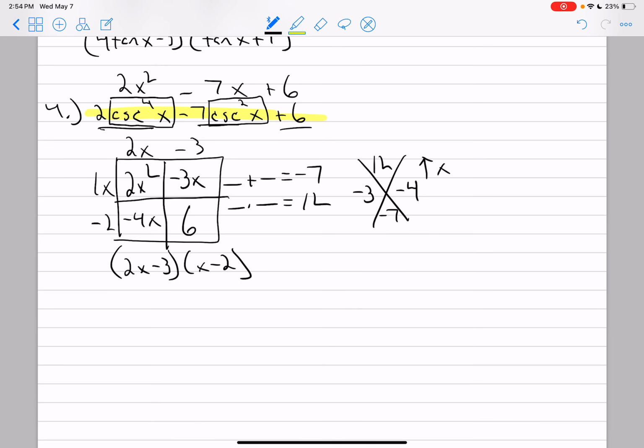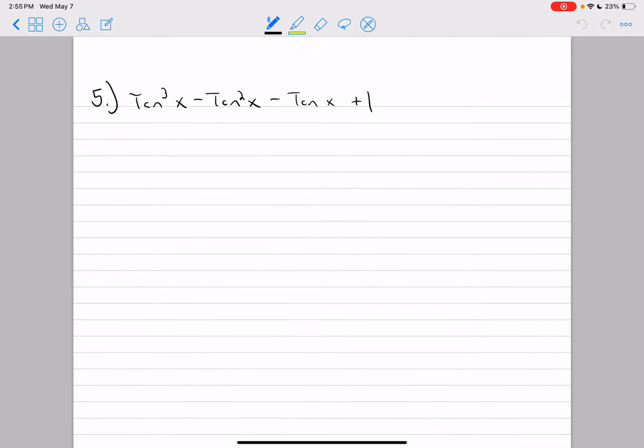All right. But remember, what did we say x is actually equal to? x was equal to cosecant squared x. So I'm just going to say 2, and in place of x, I'm going to put cosecant squared x minus 3. And in place of this x right here, I'm just going to put cosecant squared x, and then I have minus 2. I have factored it. It worked. Boom, boom, boom. All right, last one.